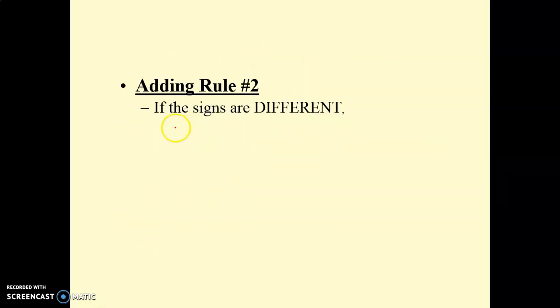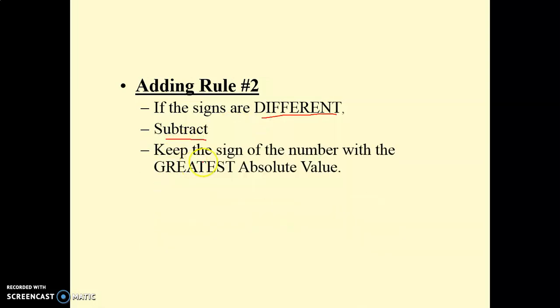The second rule in adding integers, we have here, if the signs are different or they don't have the same sign, what are we going to do? You're just going to subtract, and then keep the sign of the number with the greatest absolute value.